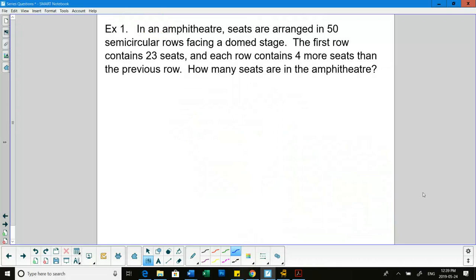So we're going to go over some problem-solving questions with series. We introduced the formulas yesterday, so we know our Sn formulas now. And then we're going to look at arithmetic and geometric series problem-solving, basically.